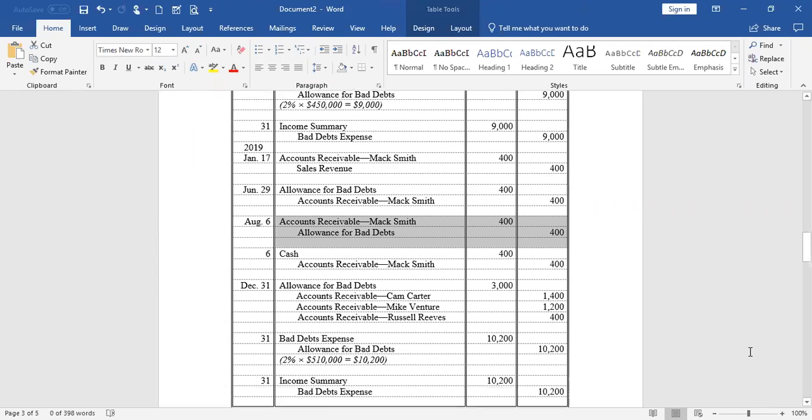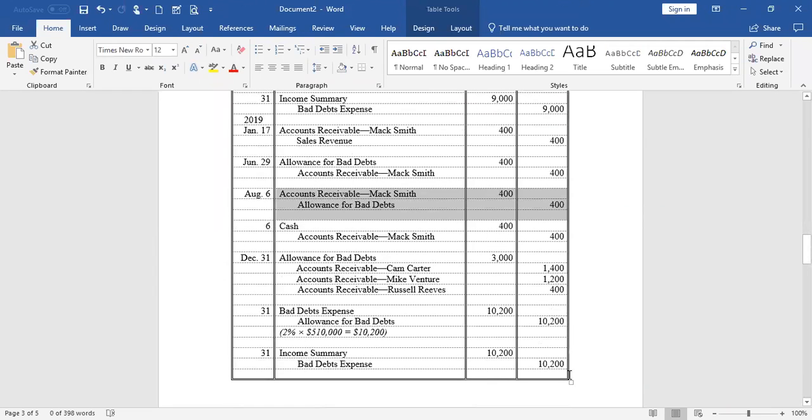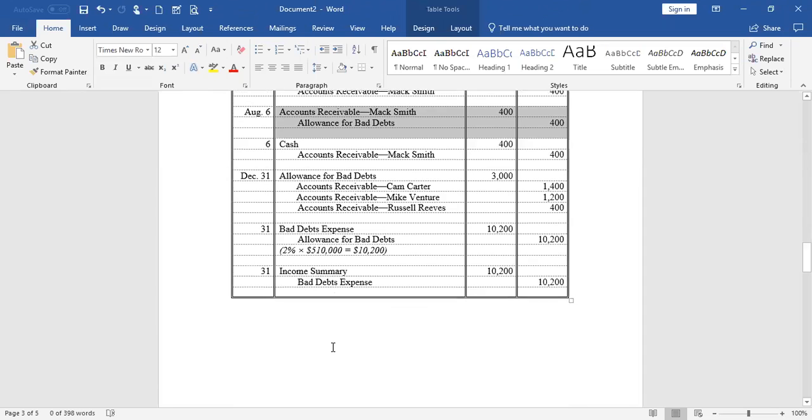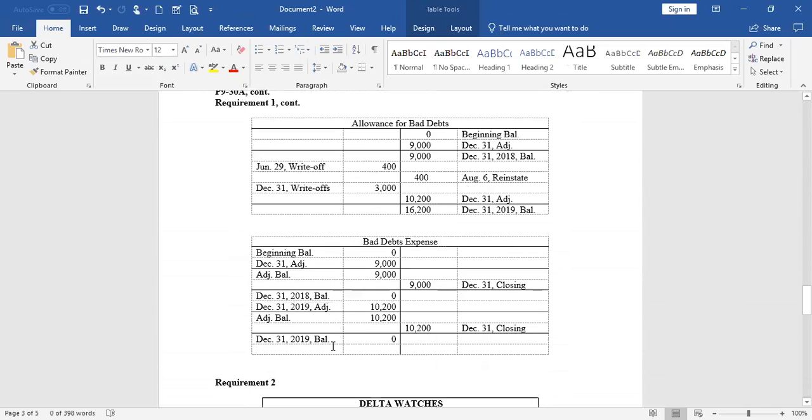And then at the end of 2019, we know you'll reset bad debt expense to zero by crediting it and debiting income summary. So those are the journal entries we do when we're doing the allowance method, and we use sales to estimate for bad debts. Now let's take a look at the T accounts.